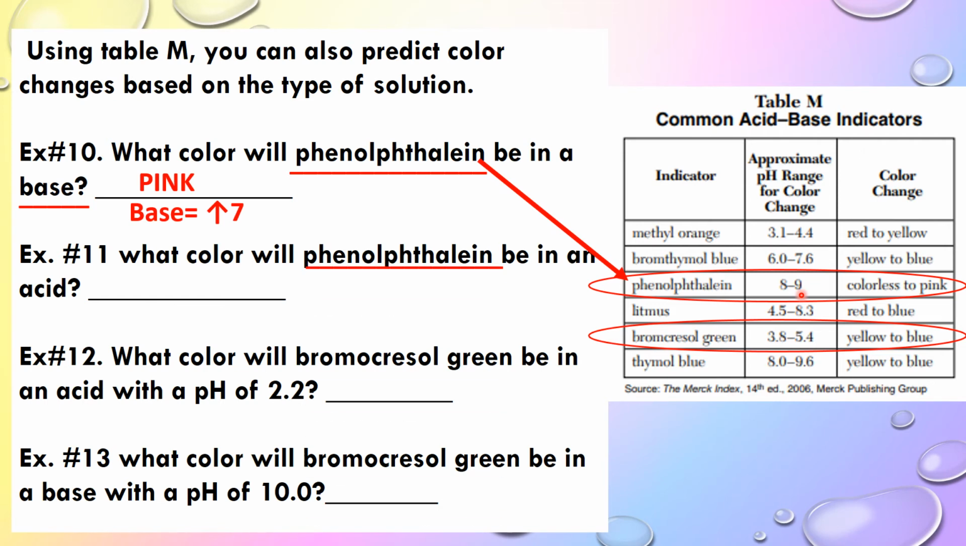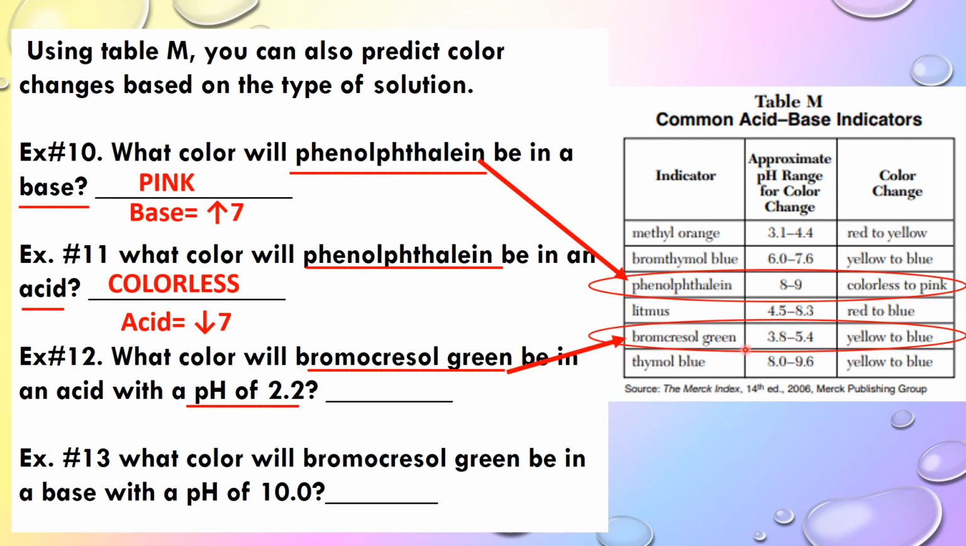All right, what color will phenolphthalein, so same indicator, be in an acid? We know that acids have pHs that are lower than 7, so anything below 7 for phenolphthalein is going to be colorless. All right, looking at a different indicator, we're working with bromocresol green. So I find bromocresol green from my table M. What color will that indicator be with a pH of 2.2?